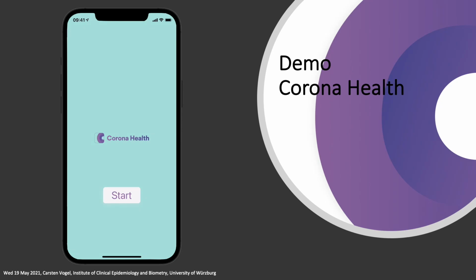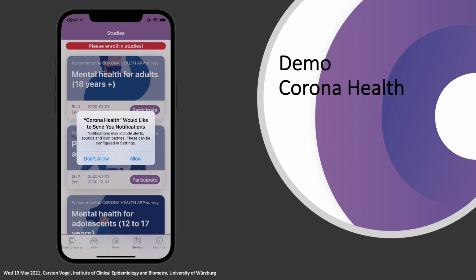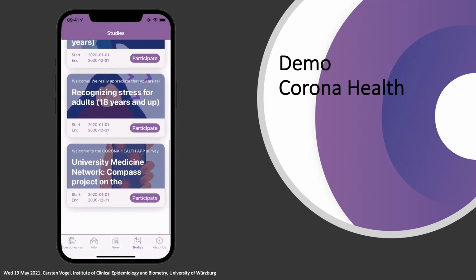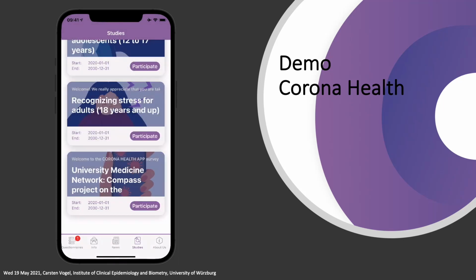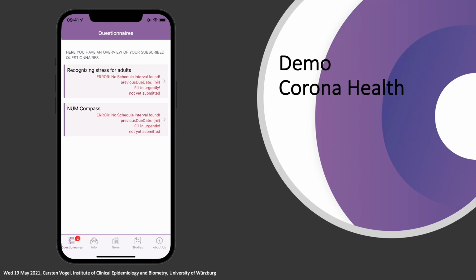At this point, I switch to the Corona Health app. After the known login procedure, we land in the Studies section. Using the app for the first time, we are asked to permit notifications. These will remind us of upcoming questionnaires. Then I choose to participate in some studies before moving to the questionnaire tab. Here, the little number on the tab icon indicates that currently I can fill in 2 questionnaires.